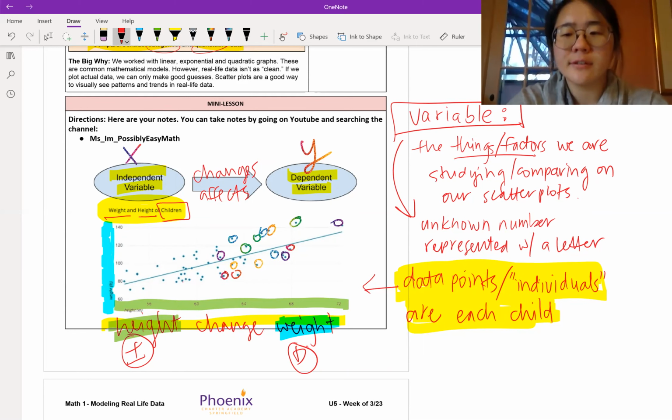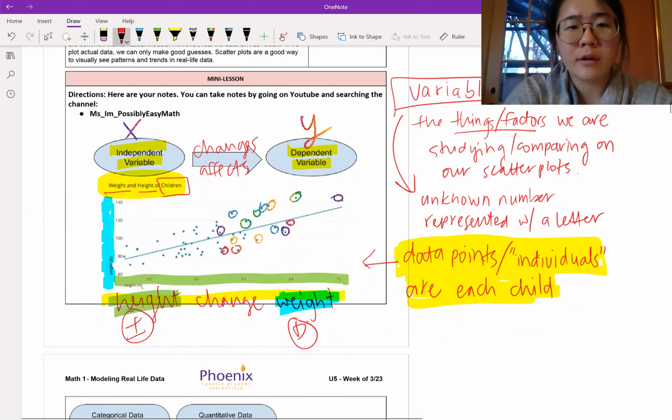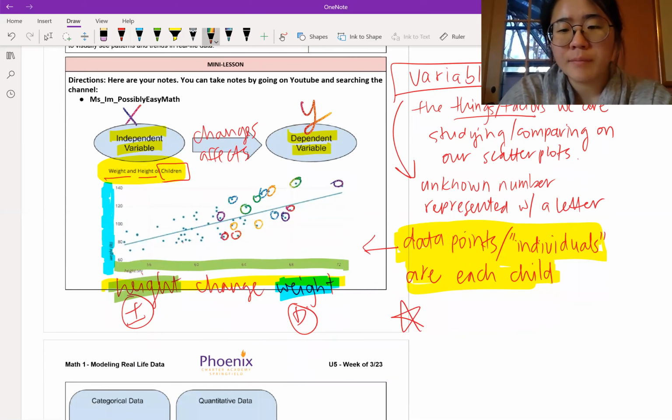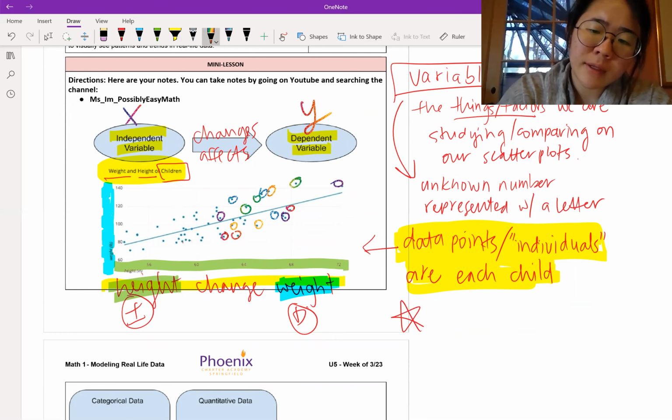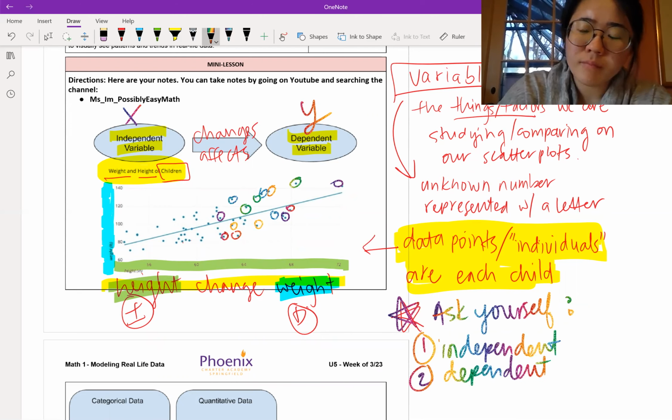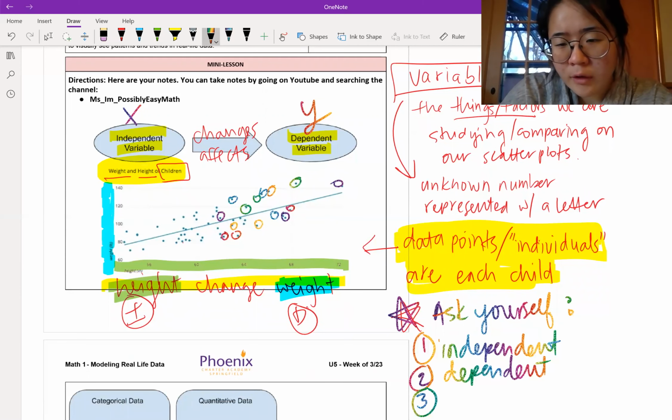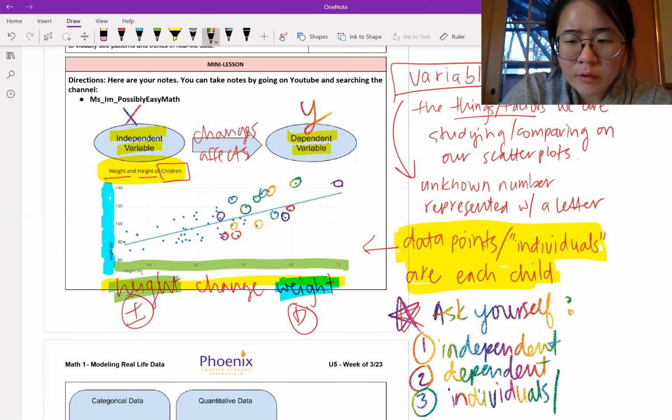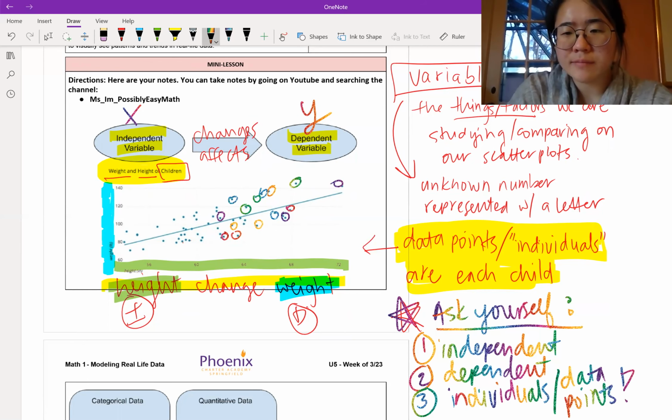So you want to think about those three things. Always ask yourself, let me make a star, ask yourself, one, what's your independent? Two, what's your dependent? And three, who are your individuals? What do your data points represent, right? You want to ask yourself these things.